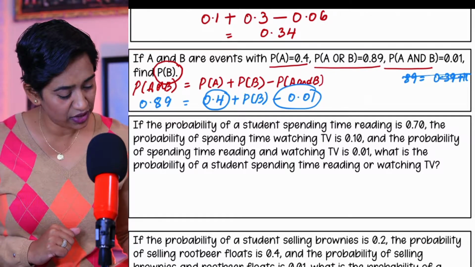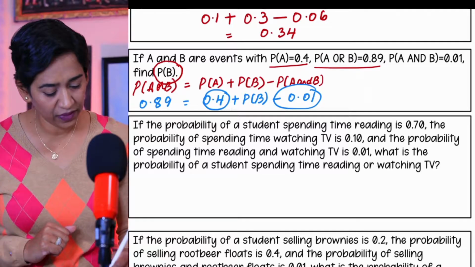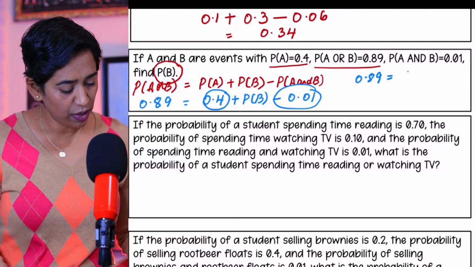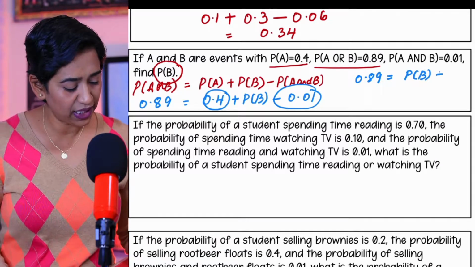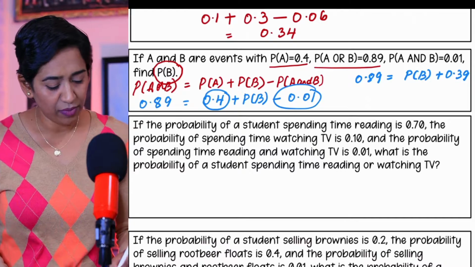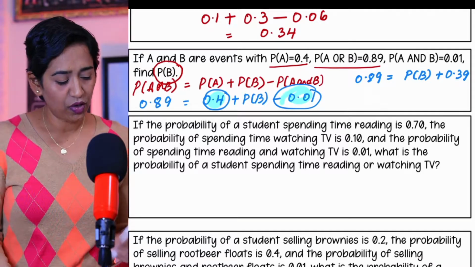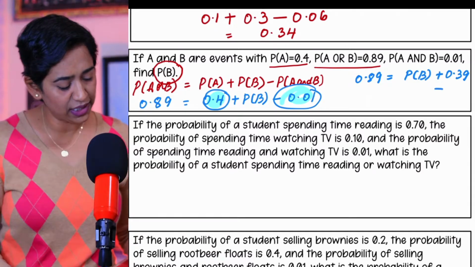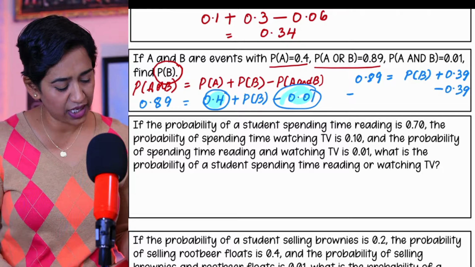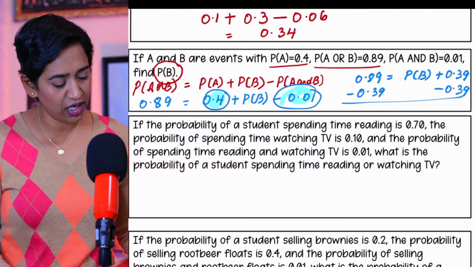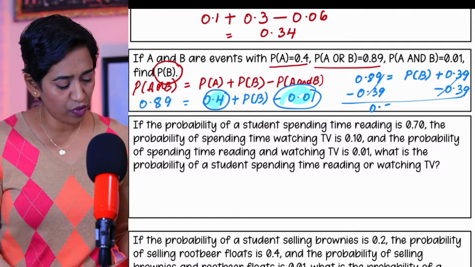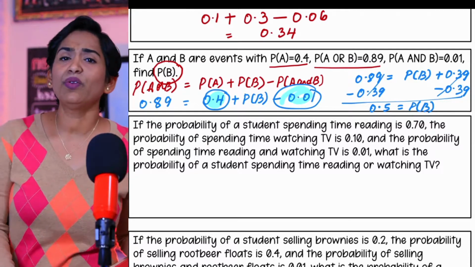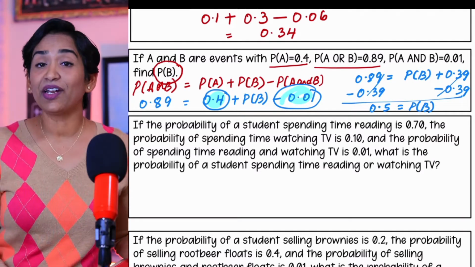So let me erase this and rewrite it. So I have 0.89 is equal to probability of B plus 0.39, because when I combine these two, I end up with 0.39. And now subtracting 0.39 from both sides, I have 0.5 is my probability of B. Simply doing the basic math. Now let's go ahead and look at the word problem.